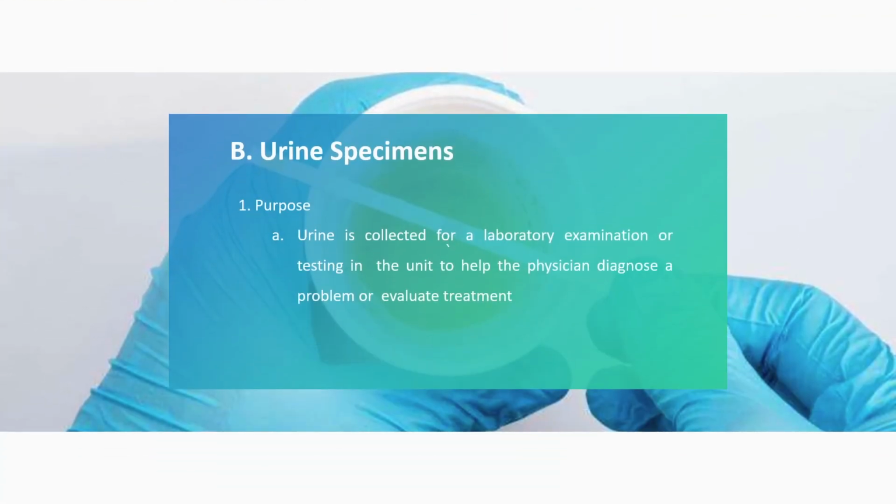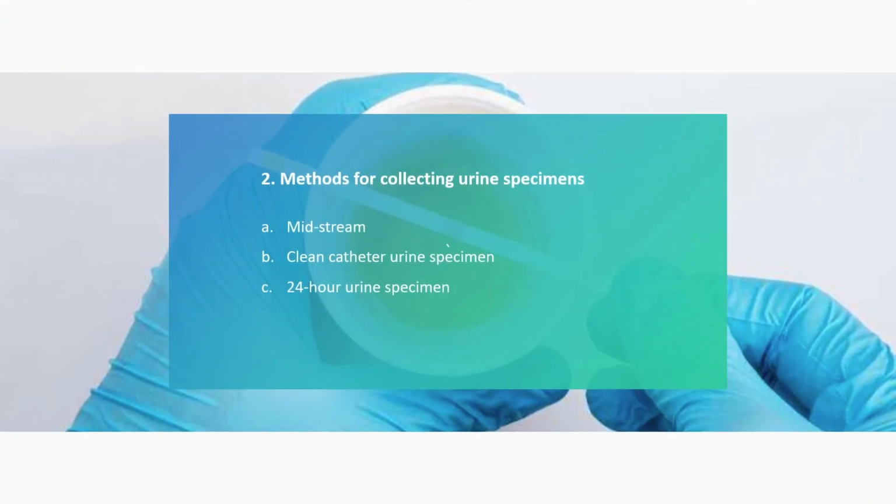Urine specimens. Purpose: urine is collected for a laboratory examination or testing in the unit to help the physician diagnose a problem or evaluate treatment. Methods for collecting urine specimens. A. Midstream. B. Clean catheter urine specimen. C. 24-hour urine specimen.